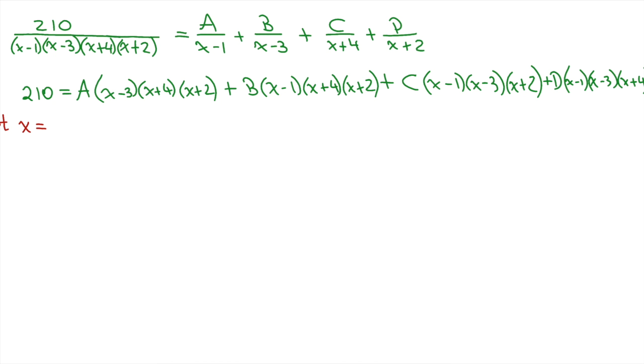Pick one. 1. So if I let x equal 1, one of the zeros of the factors, watch what happens. The left-hand side doesn't change, but if it did have an x in it, you'd have to let the x equal 1 and simplify it. So this becomes 210. Does anything fancy happen here? Not really. So this becomes A times 1 minus 3, 1 plus 4, 1 plus 2.